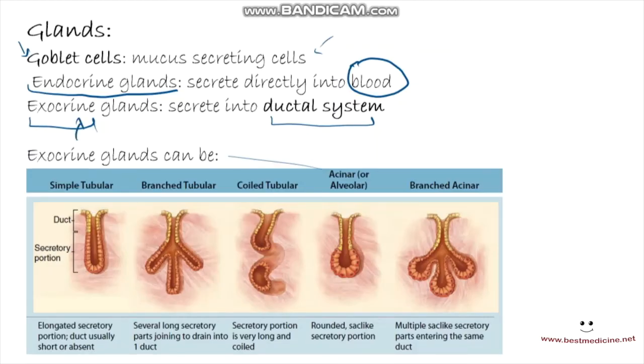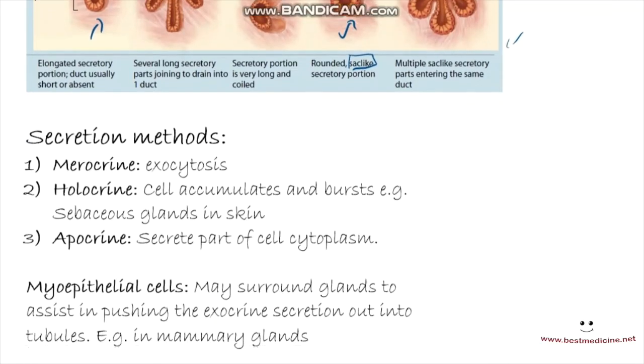So I have some exocrine gland identifications here. First of all, there are simple ones, then the ones that are branched, and the ones that are coiled. So simple, branched, and coiled, and depending on their shape, they can either be acinar or they can be tubular, right? Like tubes in this case, or they can be like sacs, sac-like secretory portions. And so if it is branched acinar, then it would be multiple sac-like secretory portions or parts, and so on.